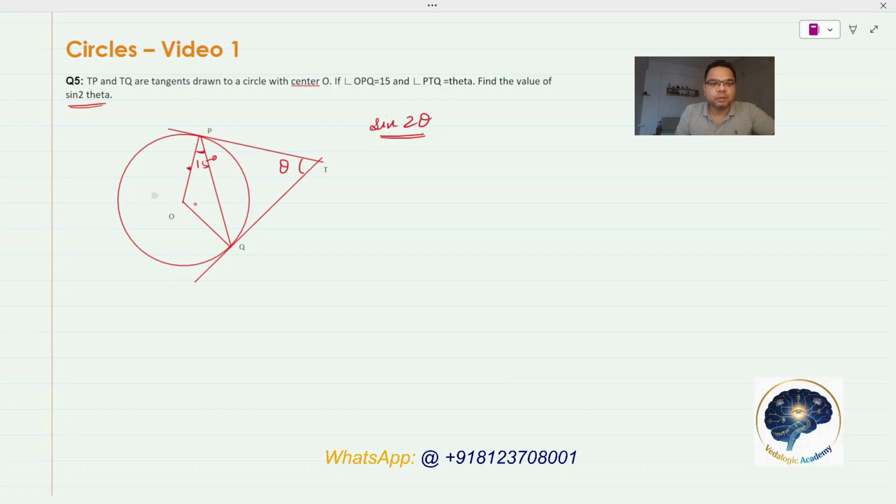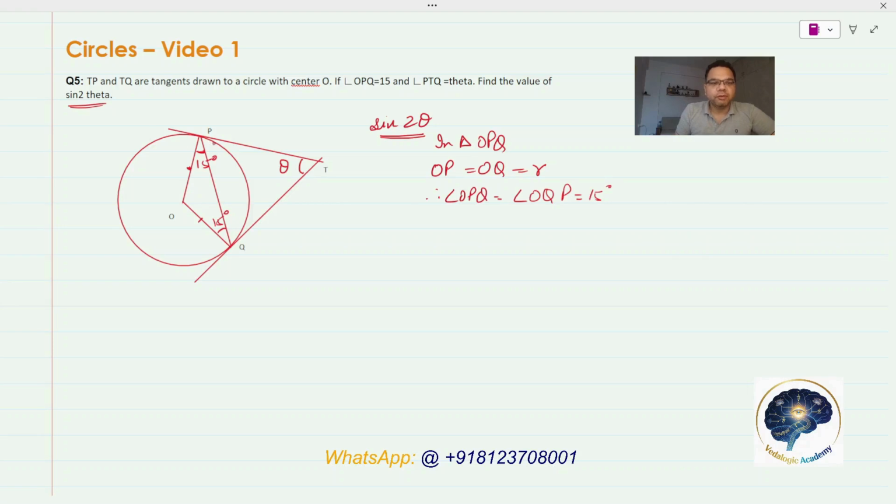And OP is equal to OQ. So therefore both angles are 15. So in triangle OPQ, OP equals OQ, both are radius, right? Therefore angle OPQ equals angle OQP, which is 15 degrees each, right?